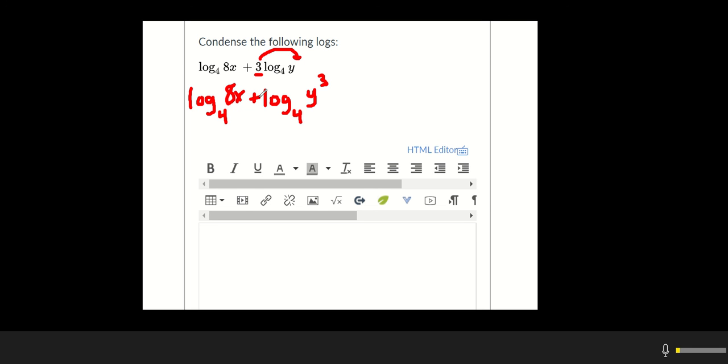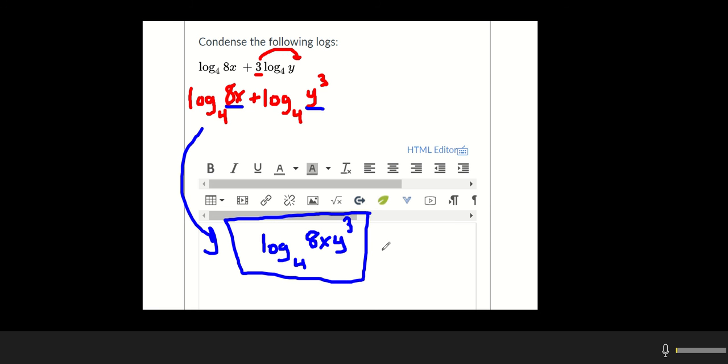Plus, okay. So the first thing you're going to do is if there's any number in front, you're going to make it an exponent. So you're kind of working backwards from when you're asked to expand. And then remember, addition becomes multiplication. So what I'm going to be multiplying is this argument times this argument. So I'll come all the way down here. But it's going to become one log, so log base 4. And I'm just going to multiply 8x times y to the third. So the way I multiply those is I just write them all together. And then that would be what I'm looking for there.